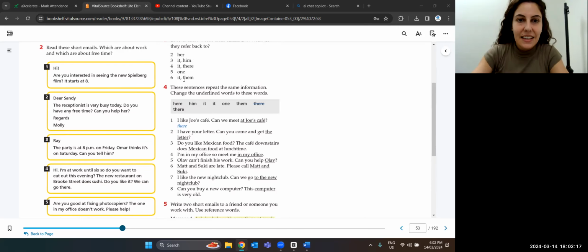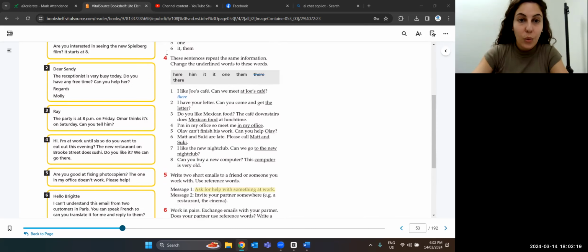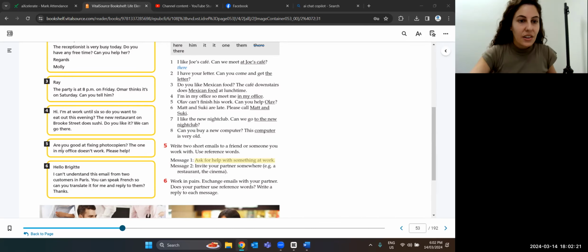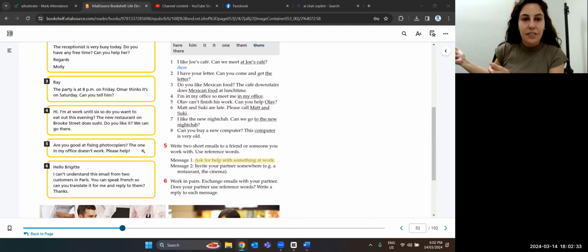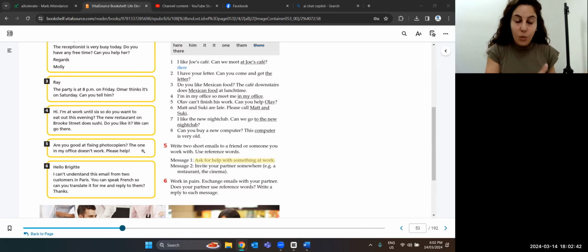Okay, and them, or one, let's go to one. So are you good at fixing photocopiers? The one in my office doesn't work. So this means that there's a photocopier machine, and I'm saying the one that's in my office. So I don't want to repeat the photocopier machine in my office. I don't want to keep repeating that noun. So I can say the one that's in my office doesn't work.